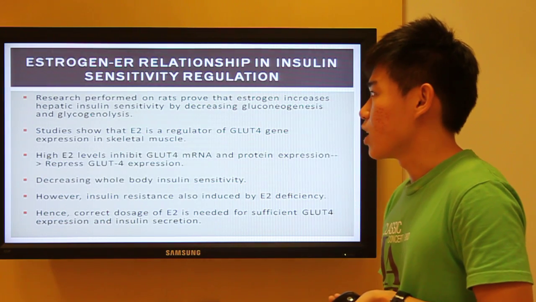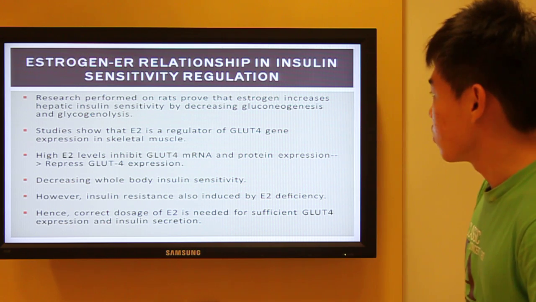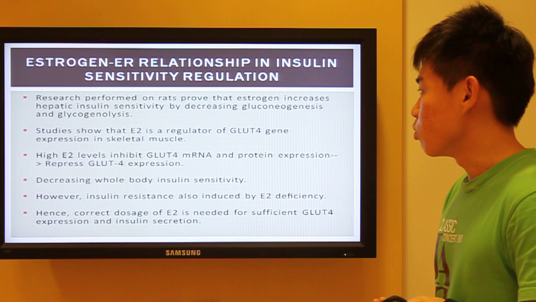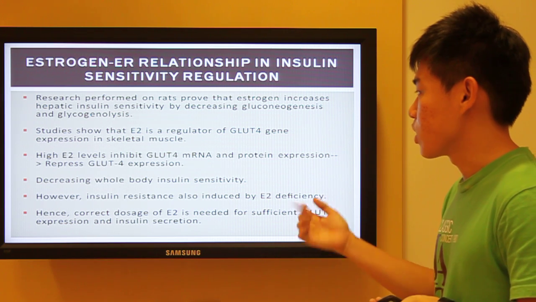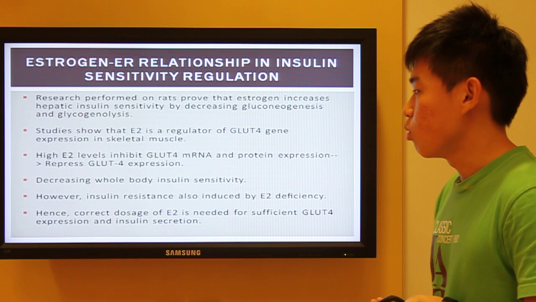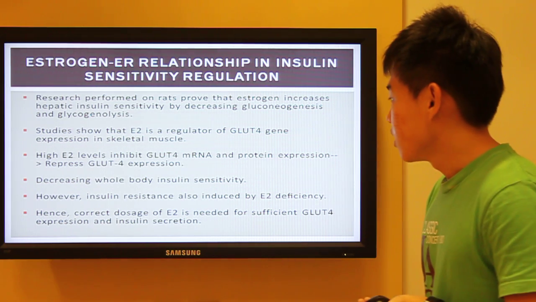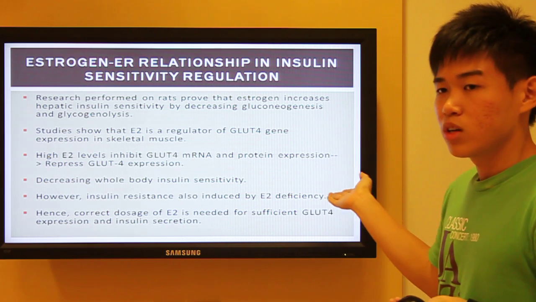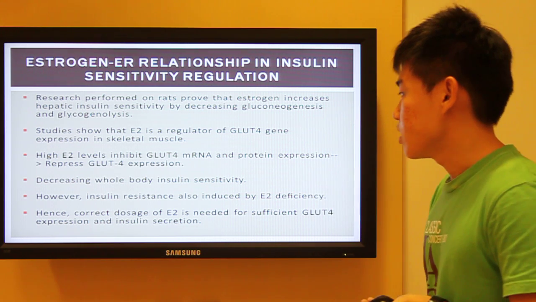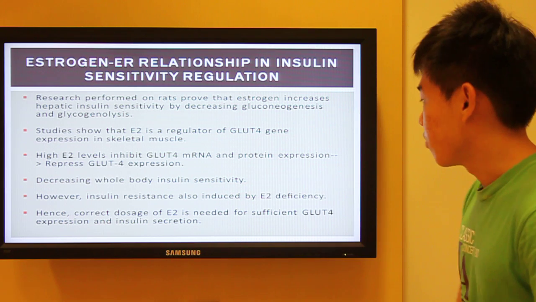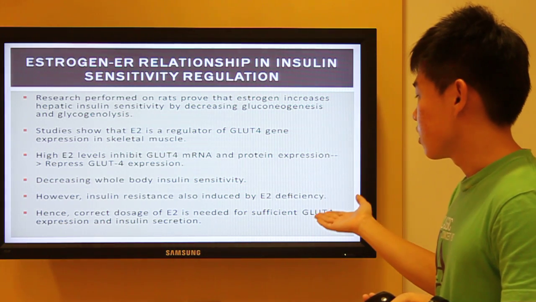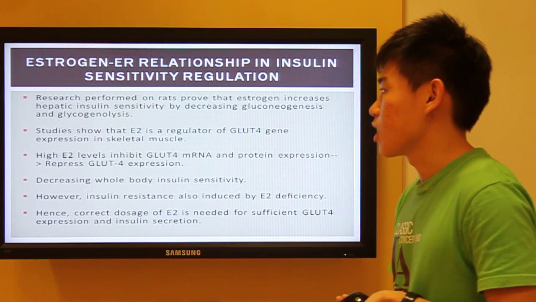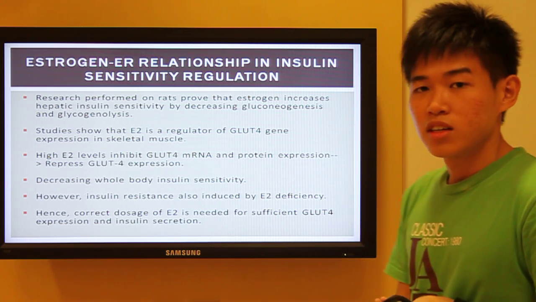We also look into the relationship between estrogen and the estrogen receptors. We have found that estrogen, the E2, actually represses GLUT4 expression, so the body has a lower level of insulin sensitivity. However, insulin resistance is also induced by lack of E2. So we can conclude from this that there is a correct level of E2 for a sufficient level of GLUT4 expression and a sufficient level of insulin secretion at the same time, to help regulate the blood glucose level.